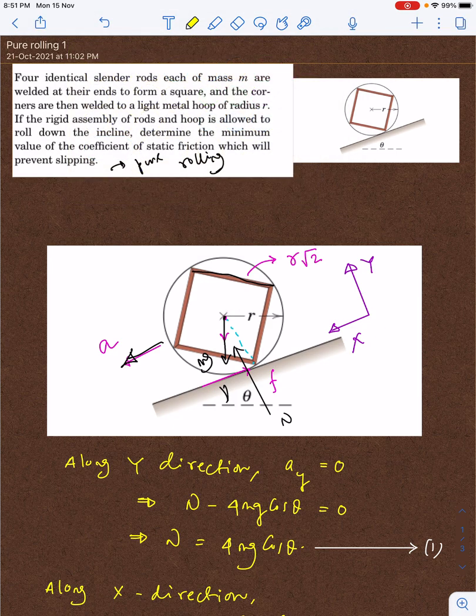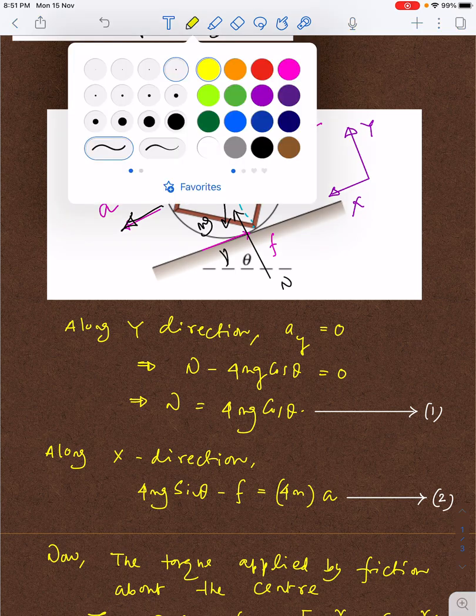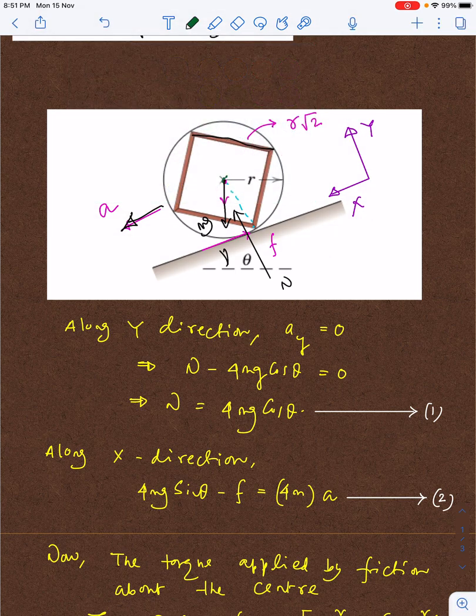In the equations, along the y direction, since it is not jumping off, it is in pure rolling, so it is always maintaining contact because the point of contact is always at instantaneous rest. So by considering that along the y direction a_y equals 0, there are two forces, one is N and another force is 4mg cos theta. If I consider that all four cylinder bars are replaced with a mass of 4m concentrated at the center, this is 4mg. So definitely in that direction the force component will be 4mg cos theta. So N minus 4mg cos theta equals 0. So in the normal direction we got N equal to 4mg cos theta.